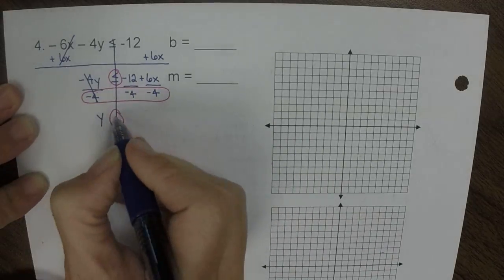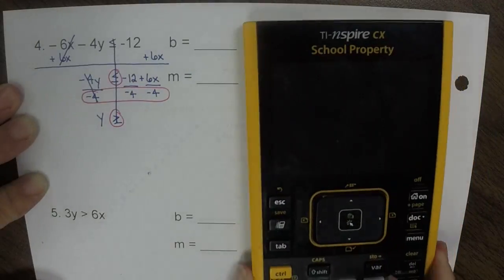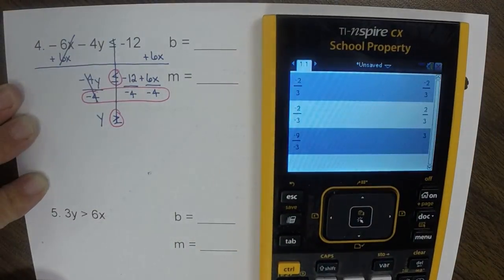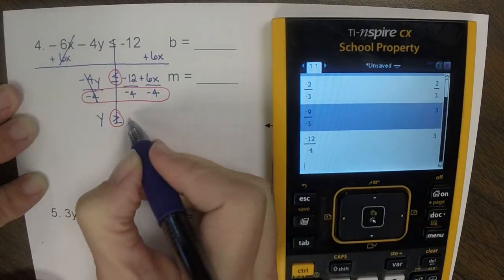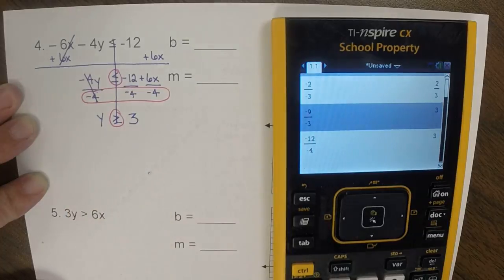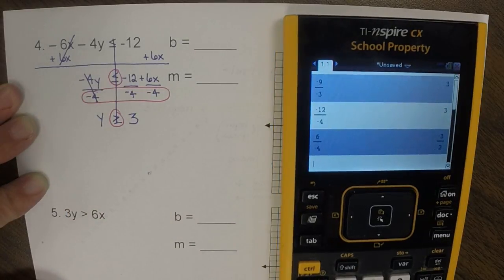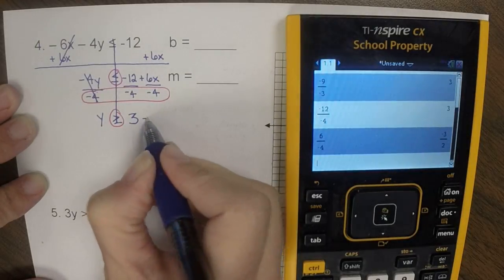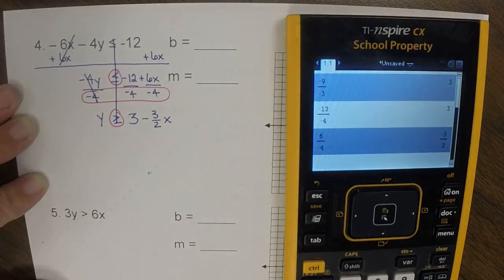So now this would be is greater than or equal to, and now would be the time to put it in the calculator. So I would say -12 divided by -4, and I get 3. And then I get 6 divided by -4, which gives me -3/2. So minus 3/2 x.